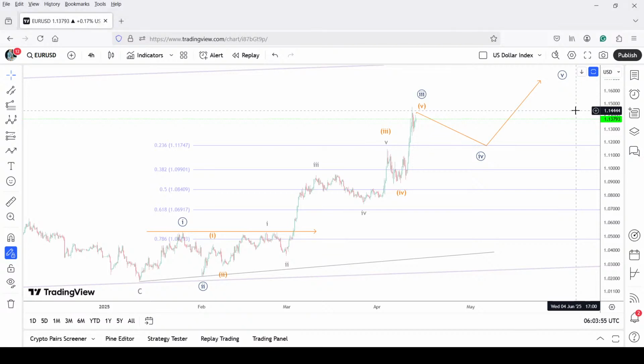Welcome back to the London Times. It is 14th of April, 2 a.m. Eastern now, and let's get started off with the EUR/USD 4-hour chart.